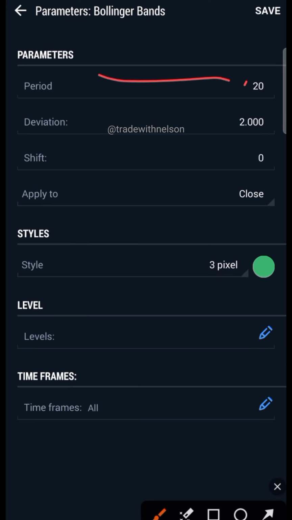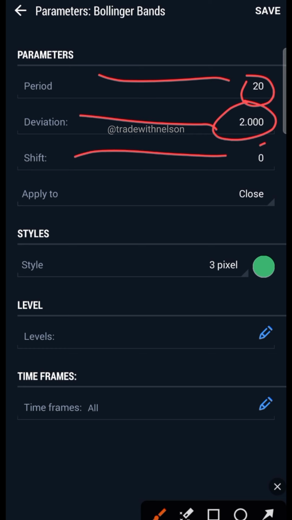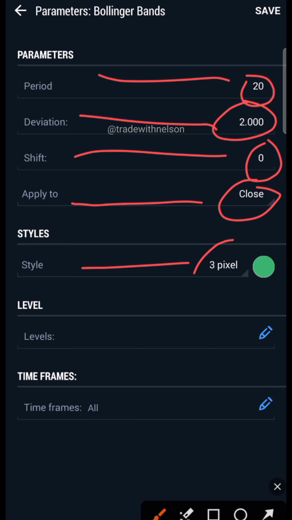We make our period 20, deviation 2, shift 0, apply to close, style 3 pixel, and select a color of your choice. After that, you click on save.